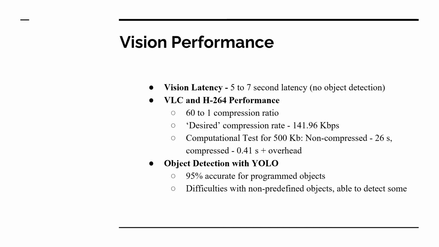The vision latency before grayscale was about 5 to 7 seconds. The H.264 codec had a 60:1 compression ratio and a desired compression rate of about 141.96 kilobits per second. For a hypothetical test of a 500 kilobyte video, the non-compressed would take about 26 seconds and the compressed about 0.41 seconds plus the overhead. As for YOLO, it was 95% accurate for programmed objects and had various success with non-programmed objects.